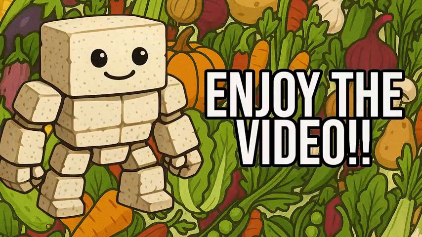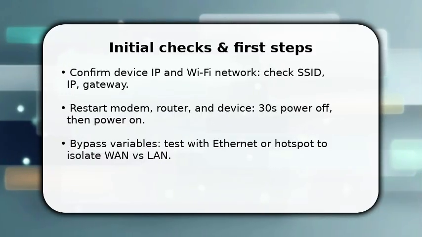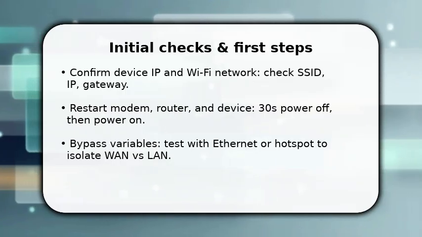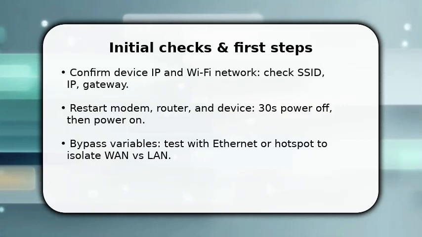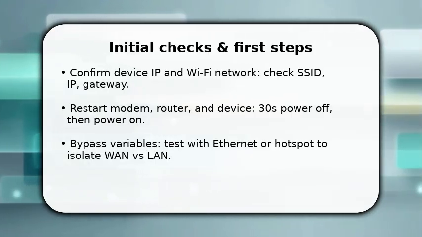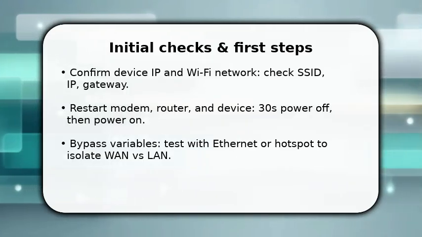Please enjoy the video. You start by verifying essential prerequisites and taking the first actionable steps. Check the device IP, gateway, and SSID so you know the network state. Once confirmed, power cycle the modem and router for 30 seconds to clear transient faults, then reboot your device. If issues persist, plug an Ethernet cable or use a mobile hotspot to determine whether the problem is the ISP, the router, or the device. This isolates where to focus next and saves time versus random changes.